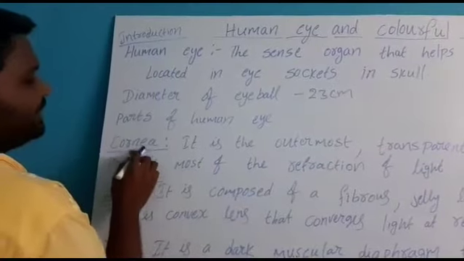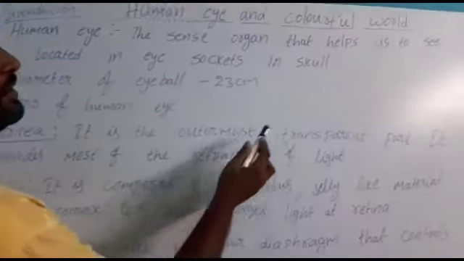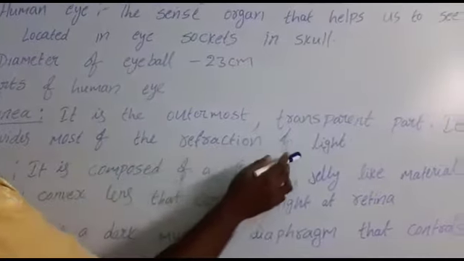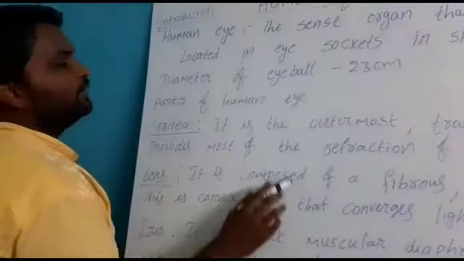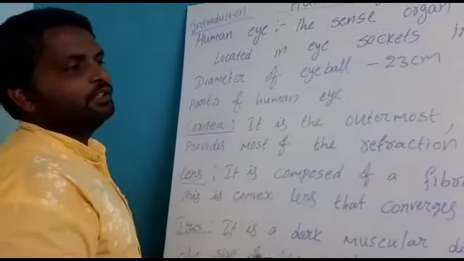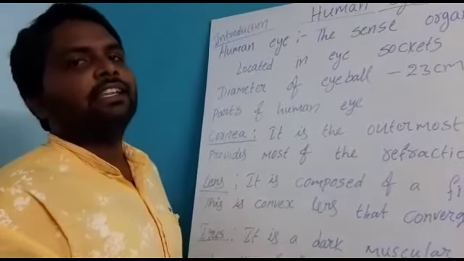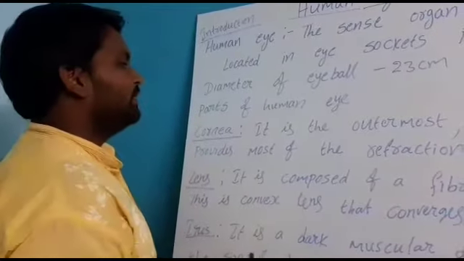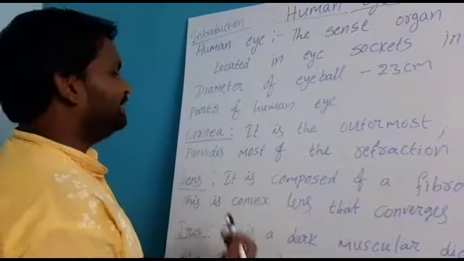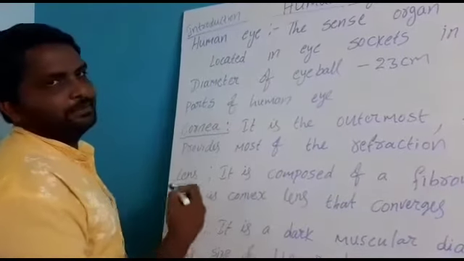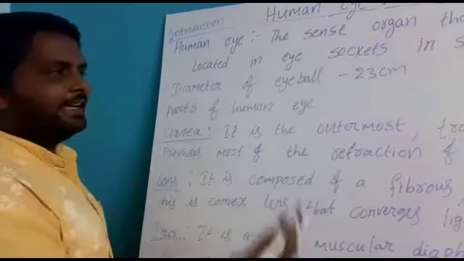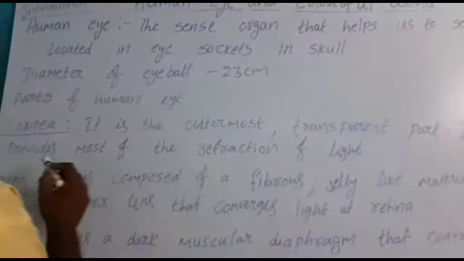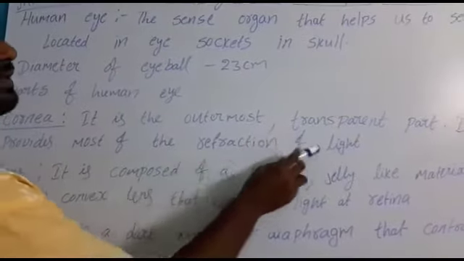Now the first one is the cornea. It is the outermost transparent part. It provides most of the refraction of light. Before seeing these parts of the human eye, keep with you your textbook or any other material which has an eye diagram, because if you see the eye diagram, then you can get an idea about these parts. That white layer is called the cornea. It is a transparent part. It provides most of the refraction of light.